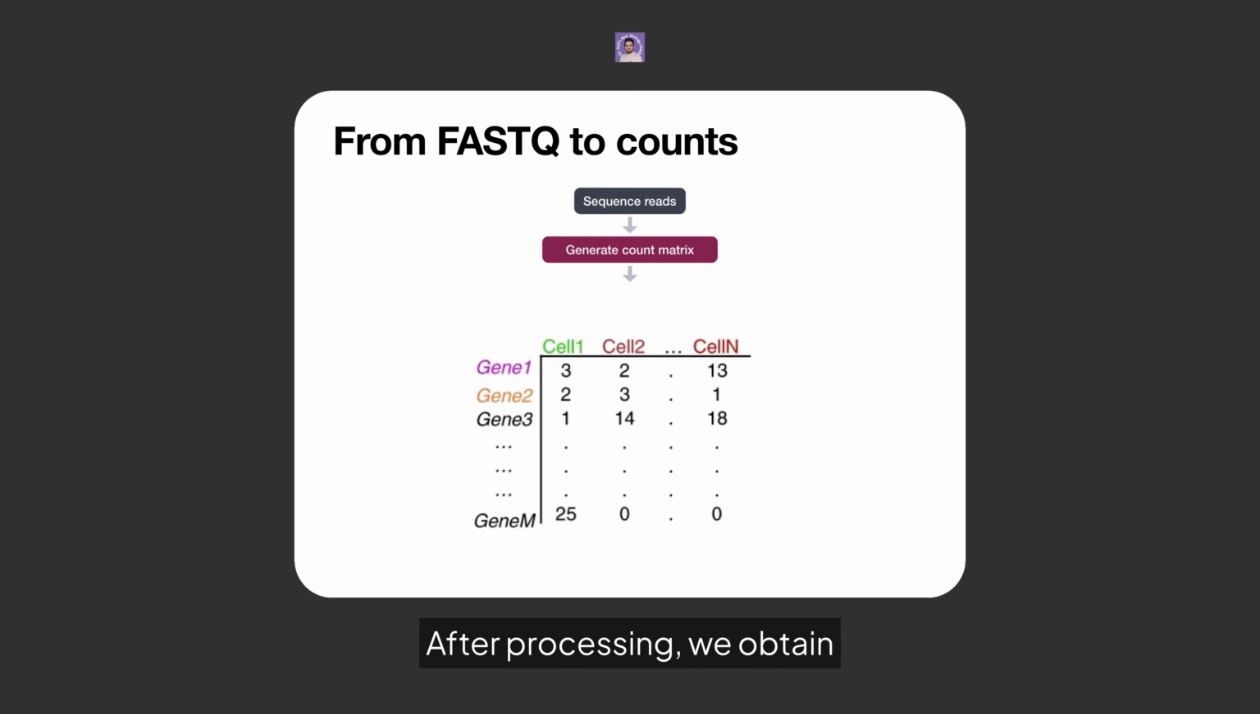After processing, we obtain a gene-by-cell count matrix. Each row corresponds to a gene, each column to a cell, and each entry to the number of unique molecules detected. This matrix is the foundation for all downstream single-cell analyses, from quality control to clustering and beyond.